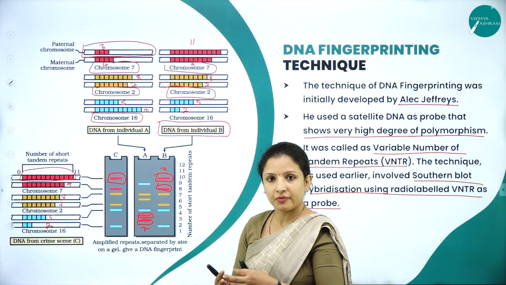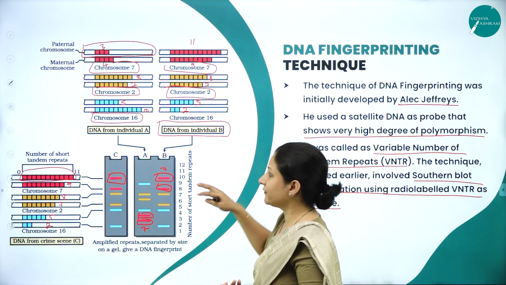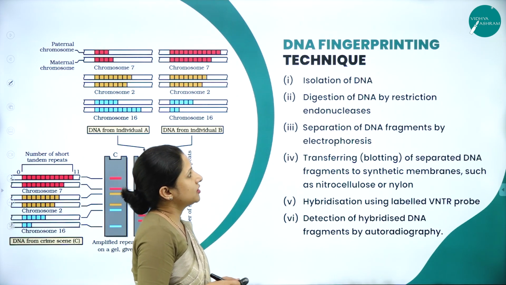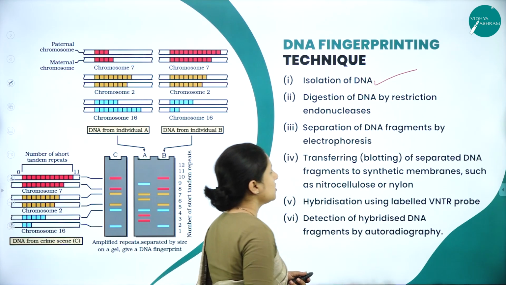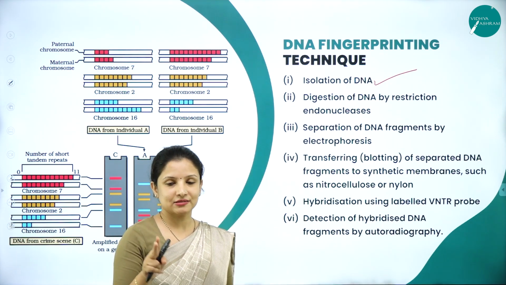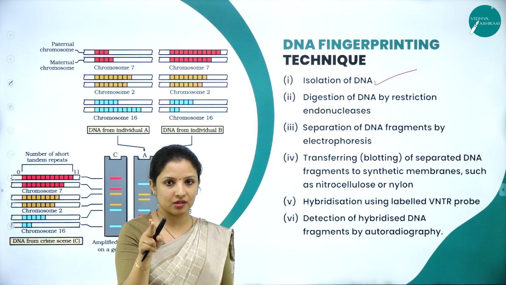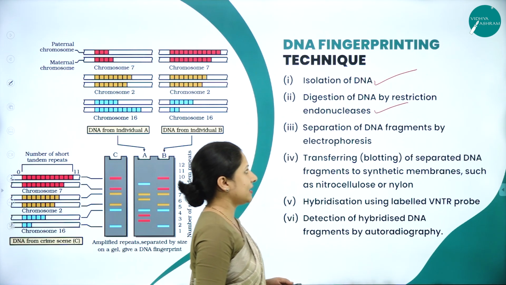If it is a fresh criminal, they'll have to isolate the DNA and see the sequences and all that. Otherwise, it will already be available. So let's talk about the details. First is isolation of DNA, which I have told you. Then the DNA needs to be cut at certain regions, that is, in the repetitive regions. That is done by using restriction endonuclease enzymes.